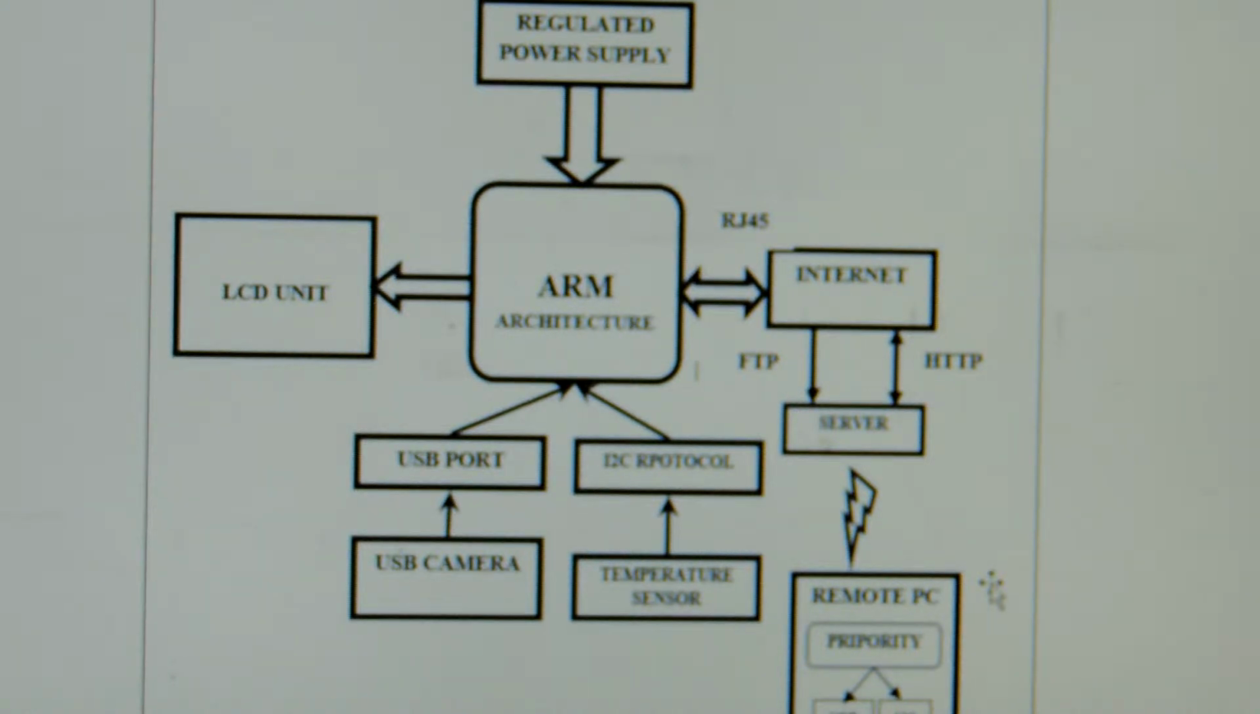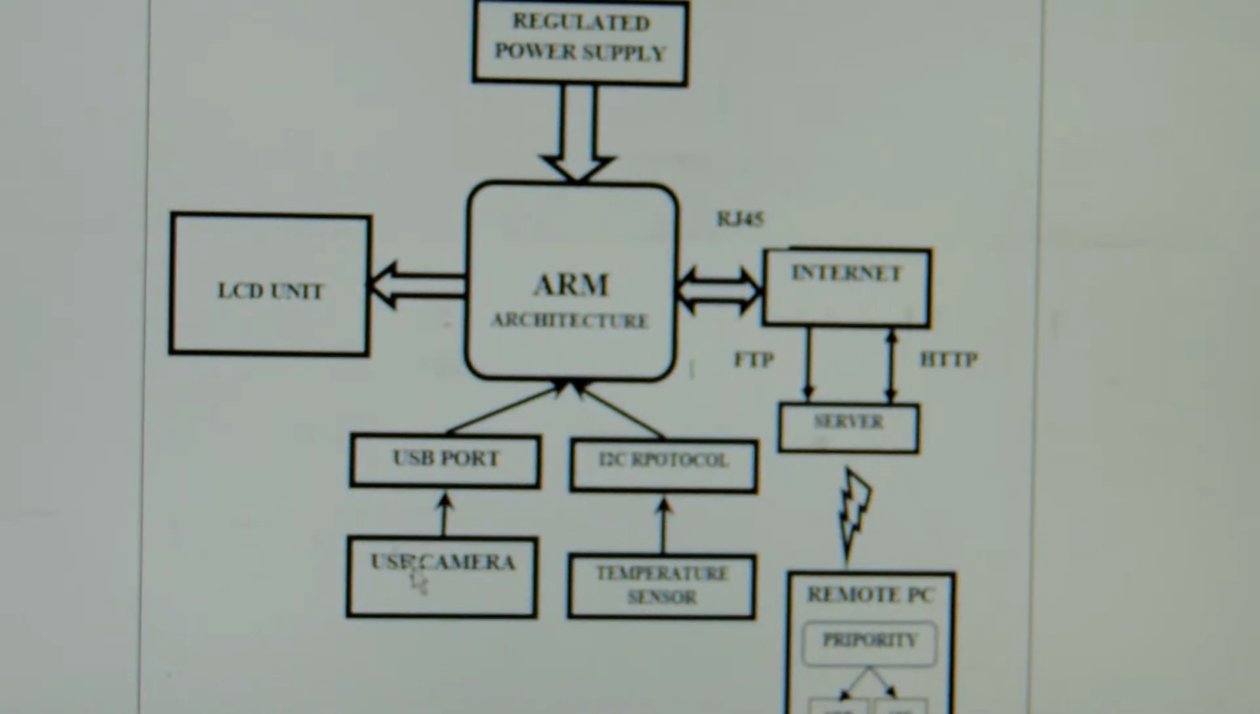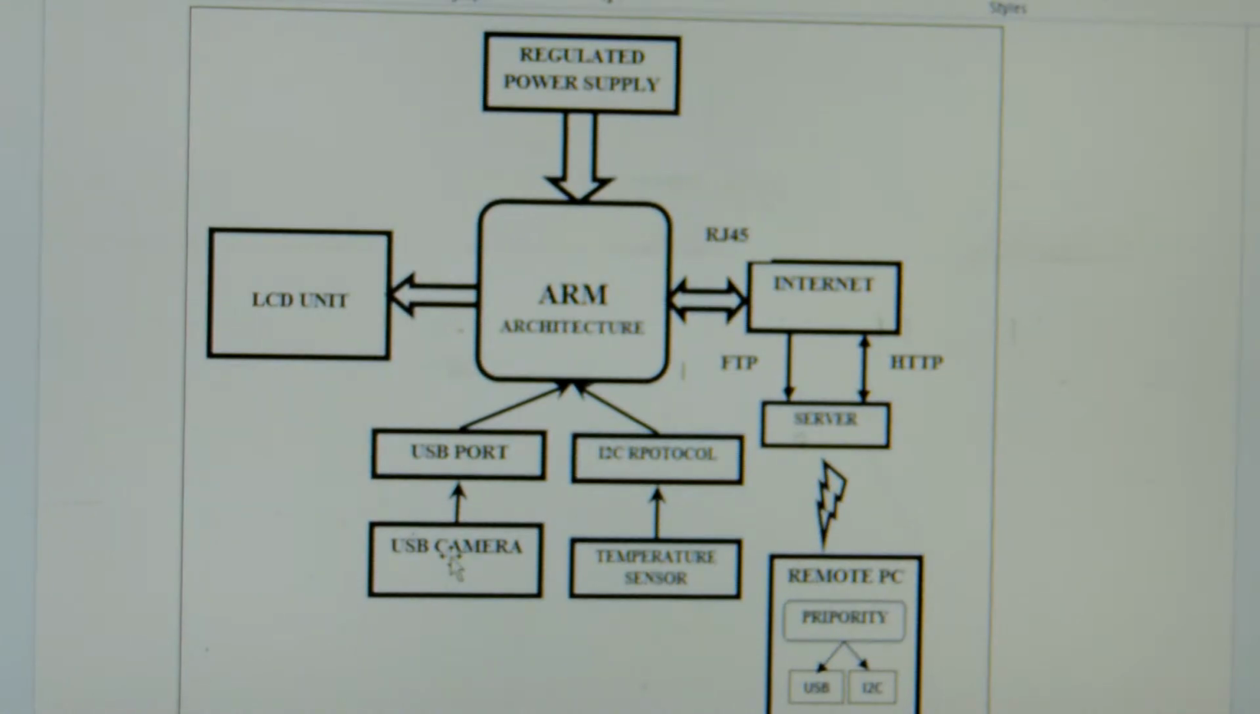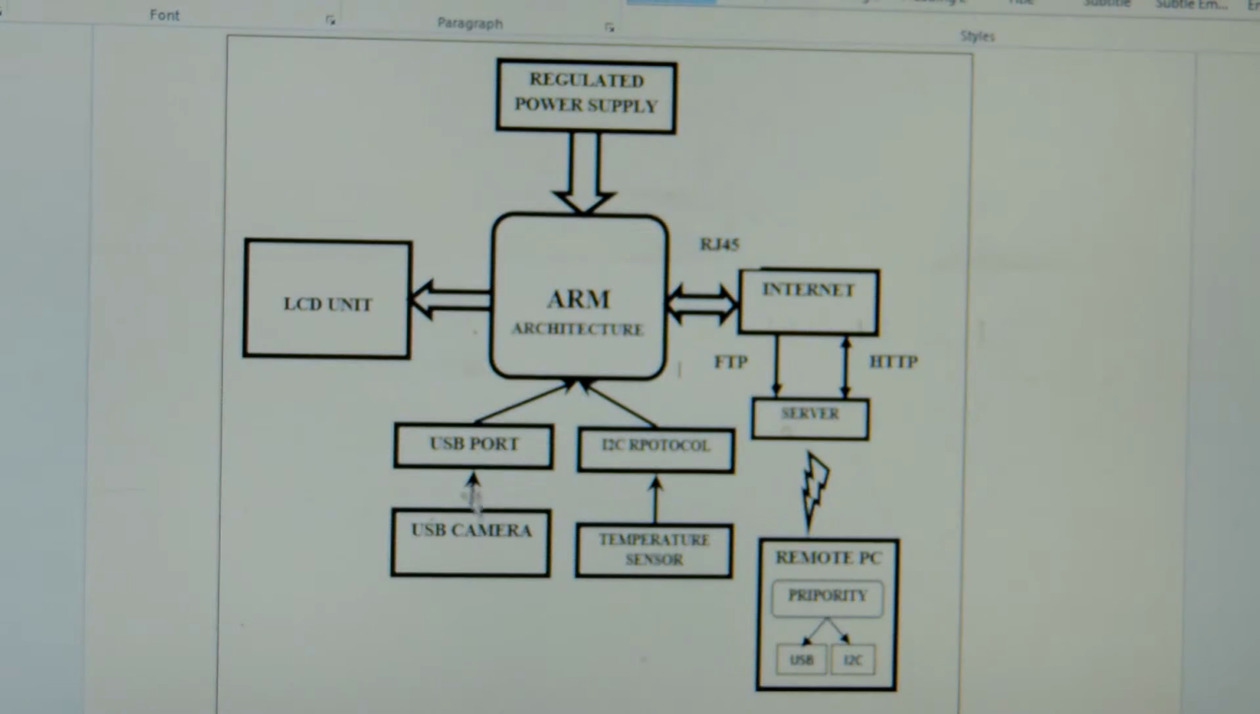Let us take an example of an industry. This is the ARM processor board. In this industry, we are going to consider a USB camera and a temperature sensor as the industrial inputs. So we are receiving two different protocol-related data to the ARM processor, whether wirelessly or wired, whatever it may be.